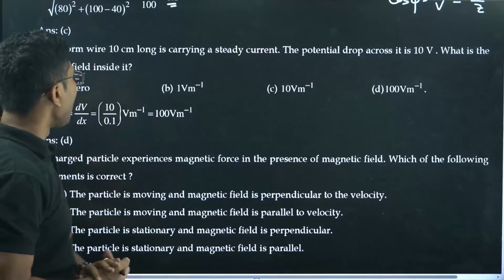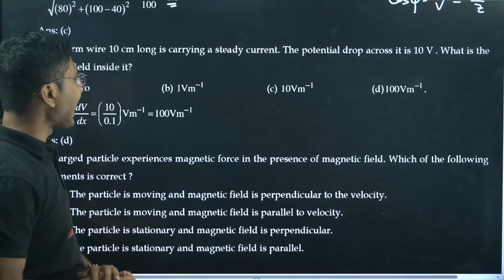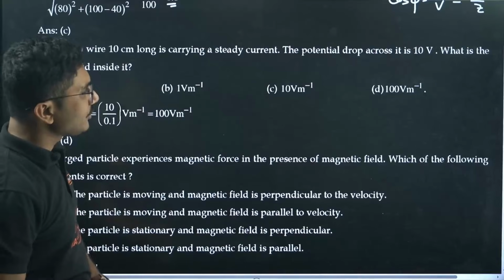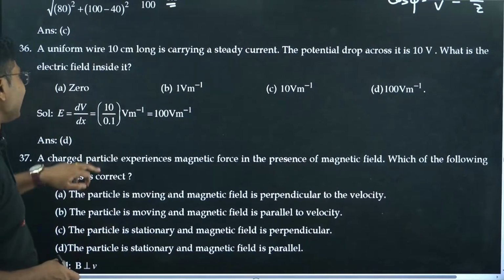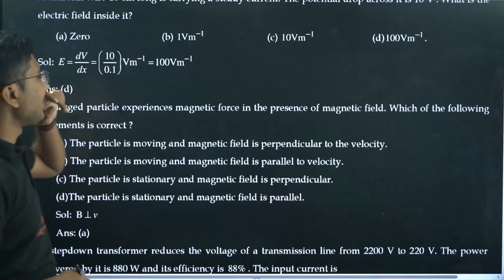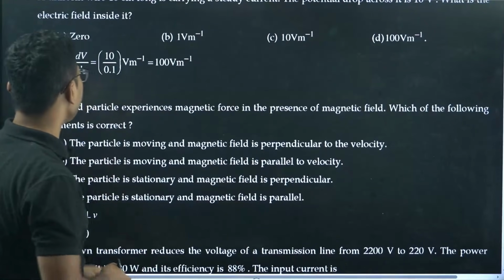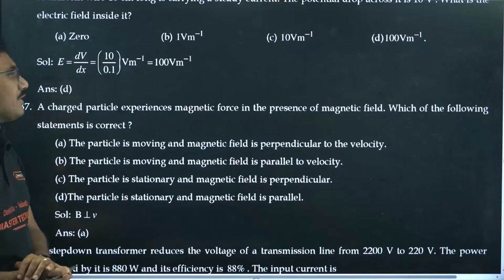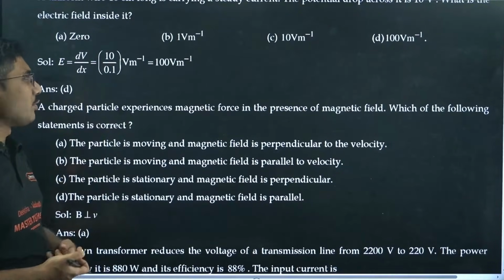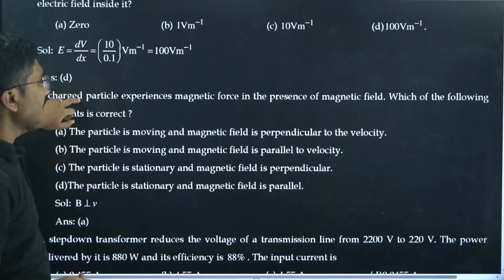A uniform wire 10 centimeter long is carrying a steady current. The potential drop across it is 10 volt. What is the electric field inside it? 0, 1 volt per meter, 10 volt per meter, 100 volt per meter. So E is equal to dV by dx. dV, change in voltage, is 10, distance is 0.1, so it will be 100 volt per meter. Correct answer option D.